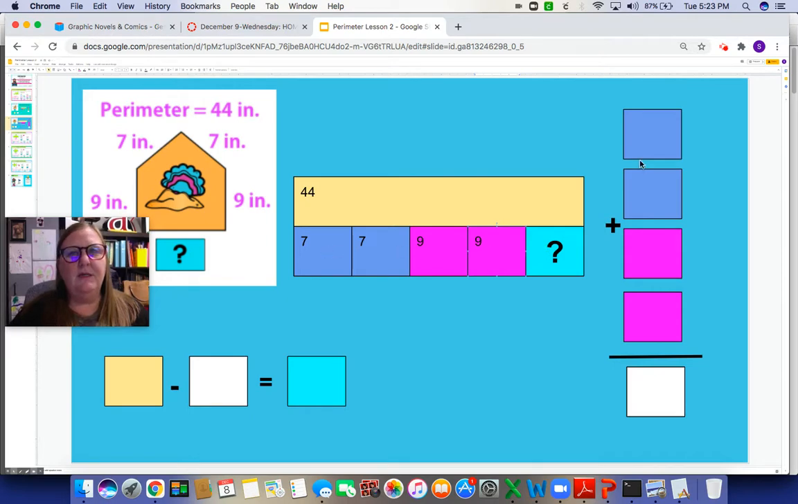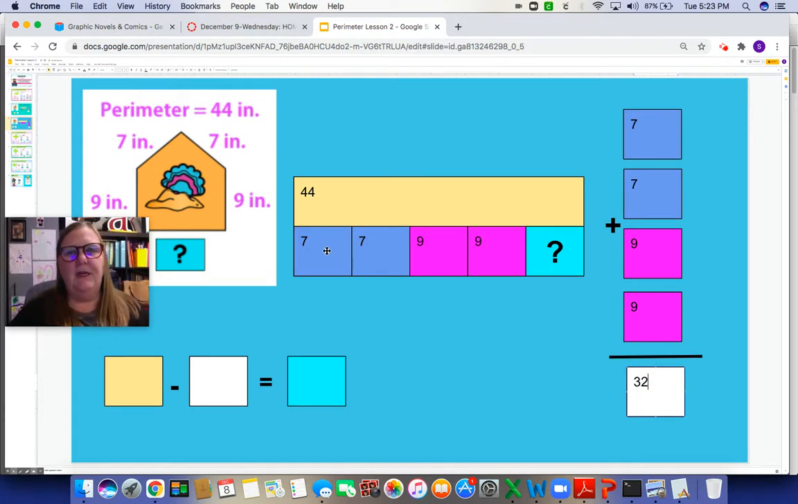So I'm again going to keep those colors the same, and I'm going to plug in 7 plus 7 plus 9 plus 9. And you are going to solve and figure out what 7 plus 7 plus 9 plus 9 is. And I'm going to give you just a minute, and I'm going to check my work on my scratch paper. I know that 7 plus 7 is 14. And I know that 9 plus 9 is 18. And so I just checked on my paper. 14 plus 18 is 32.